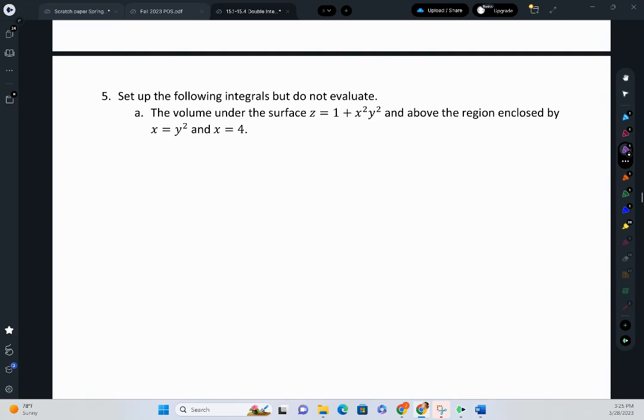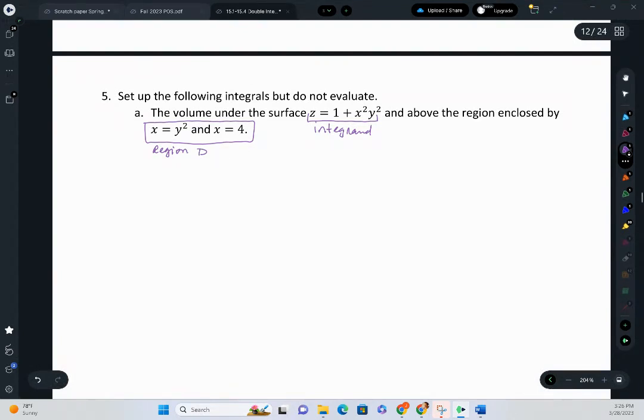Part A, we're given that we want to find the volume under the surface. Right away, I'm going to stop. That means that z equals 1 plus x squared y squared. That is our integrand. And above the region enclosed by x equals y squared and x equals 4. So that is our region D. That's our region of integration. So we need to draw that.